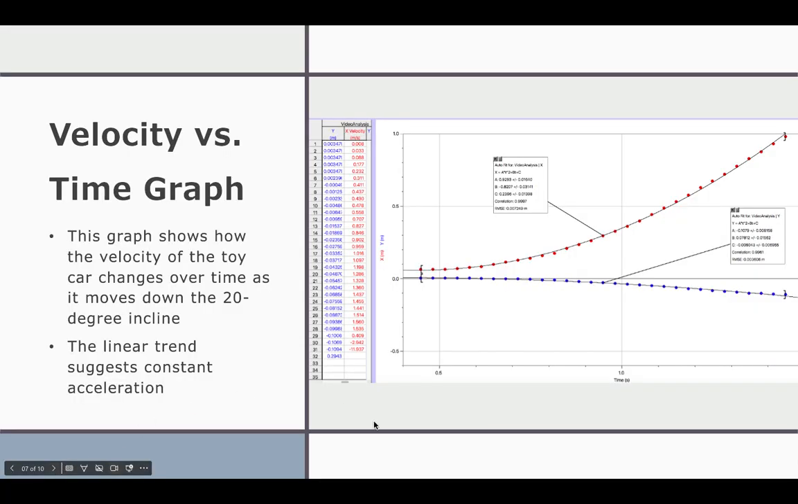Alright, velocity versus time graph. This graph shows how the car's velocity changed as time passed. The graph forms a straight upward sloping line, meaning the car sped up at a constant rate. And this supports my hypothesis that the acceleration would remain steady as the car moved down the ramp.